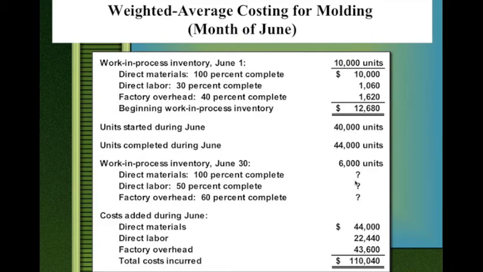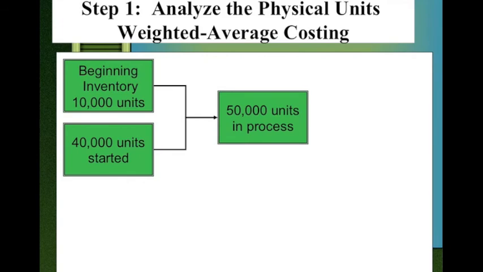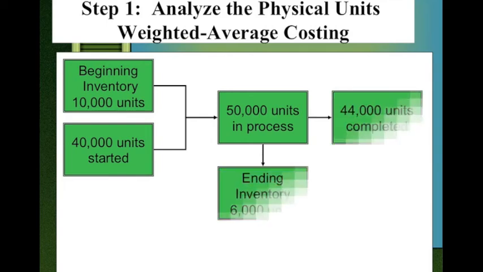So the first thing that we look at, just to get our bearings put together, is the physical flow of the units themselves. We know we started with 10,000 units. That was before June 1st. That was the ending work in process. Some of them finished, some of them not. Now we started 40,000 new units in this month of June. Okay? So we have 50,000 units all in all in process.